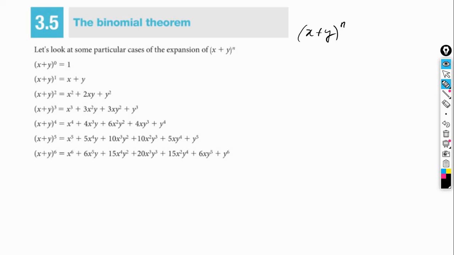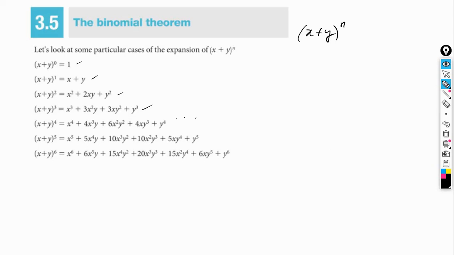Notice that if we do x plus y to the 0, that just equals 1. If we do x plus y to the 1, that equals x plus y. If we do x plus y squared, that equals x squared plus 2xy plus y squared. If we do x plus y cubed, that's x cubed plus 3x squared y plus 3xy squared plus y cubed, and so forth with all these expansions. There are several things to notice after looking at these expansions.